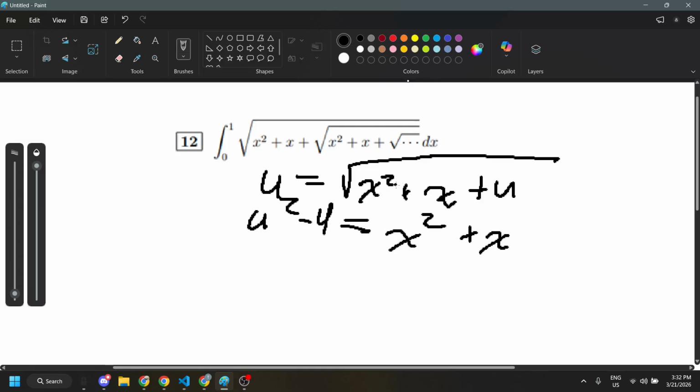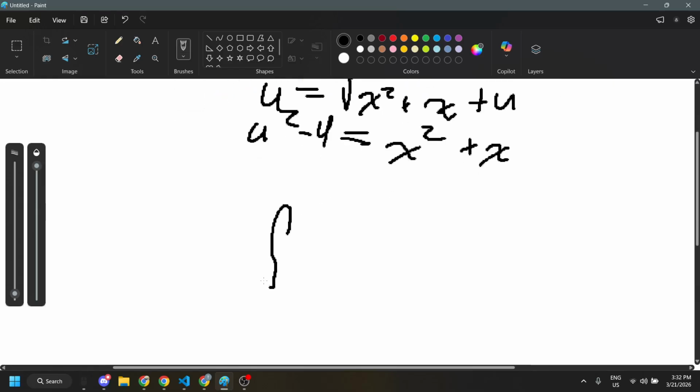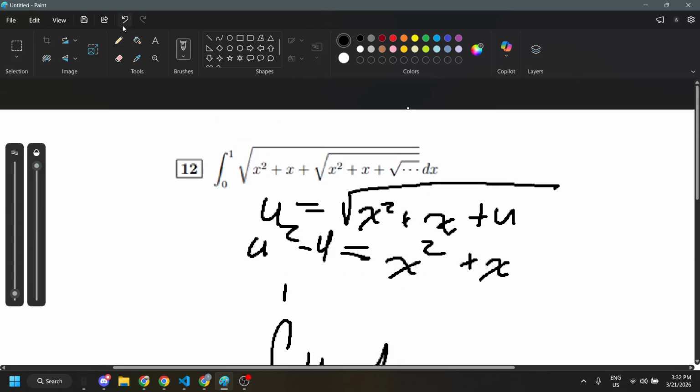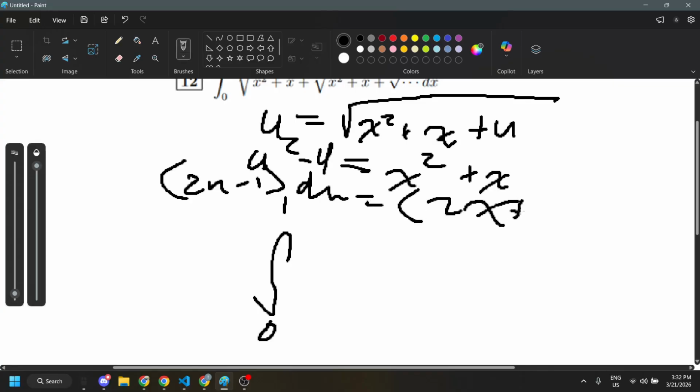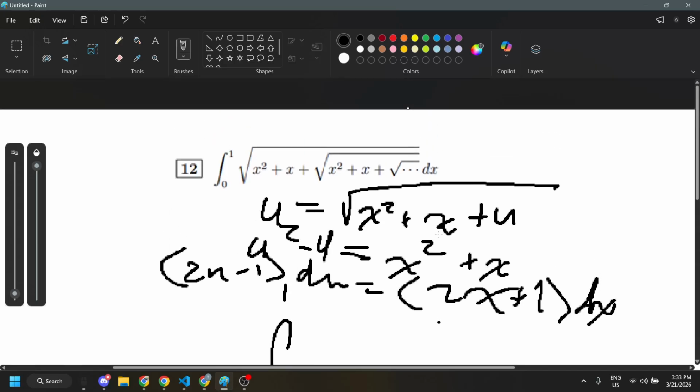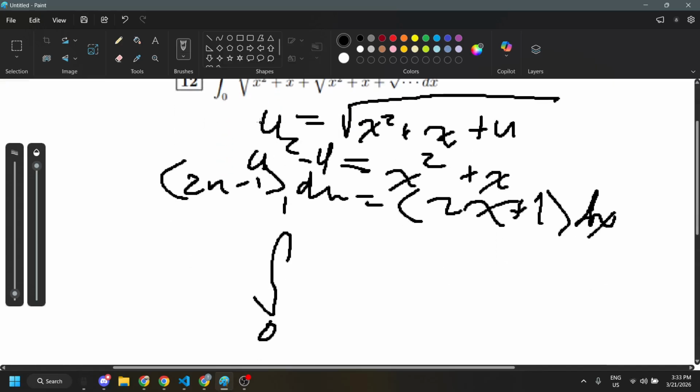So if we're able to find, okay, now we have the integral from 1 to 0 of u du. No, because du isn't equal to this. But okay, let's do implicit differentiation. We have it'd be 2u minus 1 du is equal to 2x plus 1 dx. So can I do something here with this? I don't know.